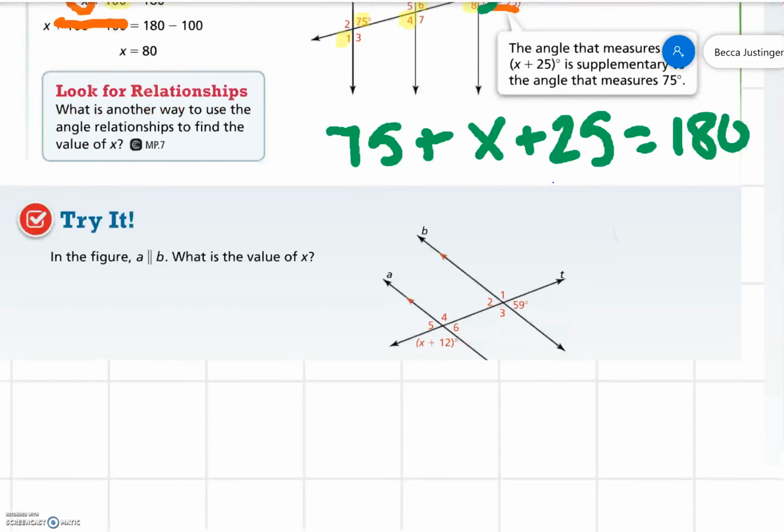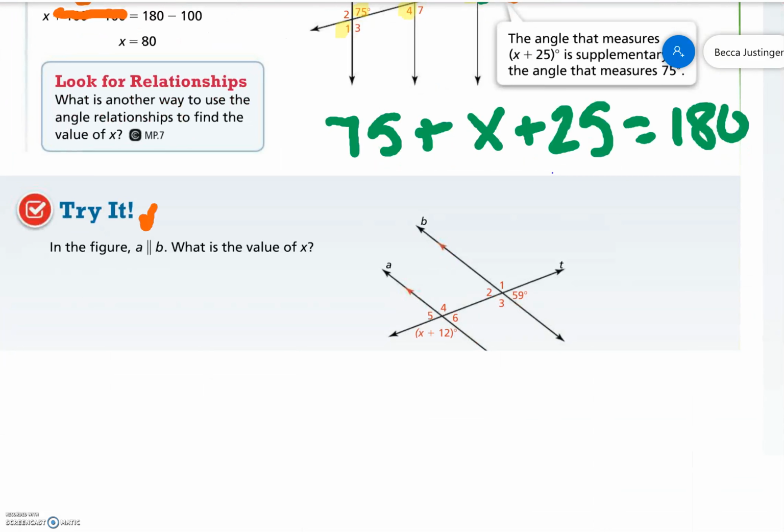In the figure, A is parallel to B. Those two lines next to each other mean parallel. I think of the two L's next to each other in the word parallel. What is the value of x? Well, if I know that this is 59, I know that 2 is 59 also because of vertical angles. 6 is 59 because of corresponding angles.